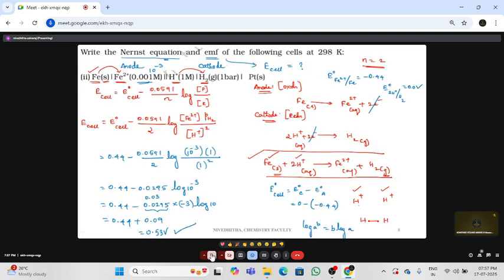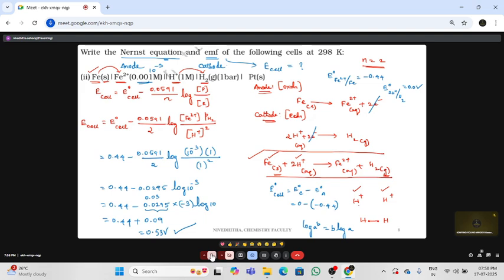That's it. So could you please tell me whether this reaction is a spontaneous reaction or non-spontaneous reaction? Spontaneous. Very good, it is a spontaneous reaction because the sign of E cell is positive. So it is a spontaneous reaction.